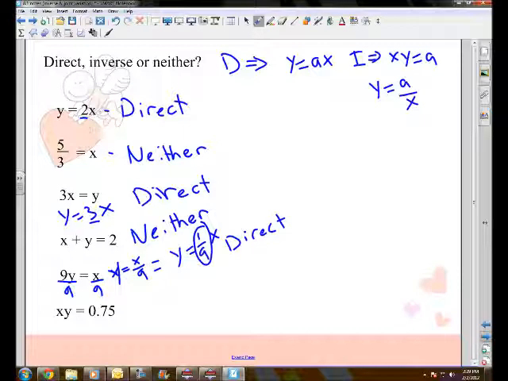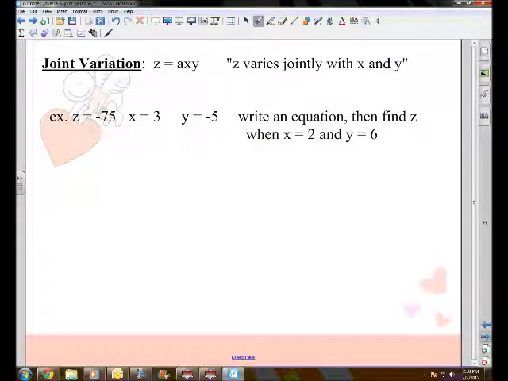Okay. Now, over on the other side, we've got xy equals 0.75. Well, that, as it stands now, looks a little bit like your book definition for an inverse. We've got an x and a y on the same side, and we've got a constant on the other. It happens to be a decimal, but that's fine. That's not a big deal. So this one on the bottom, that's going to be inverse. Okay, so we've identified some variation here with our given equations. Now let's talk about joint variation.